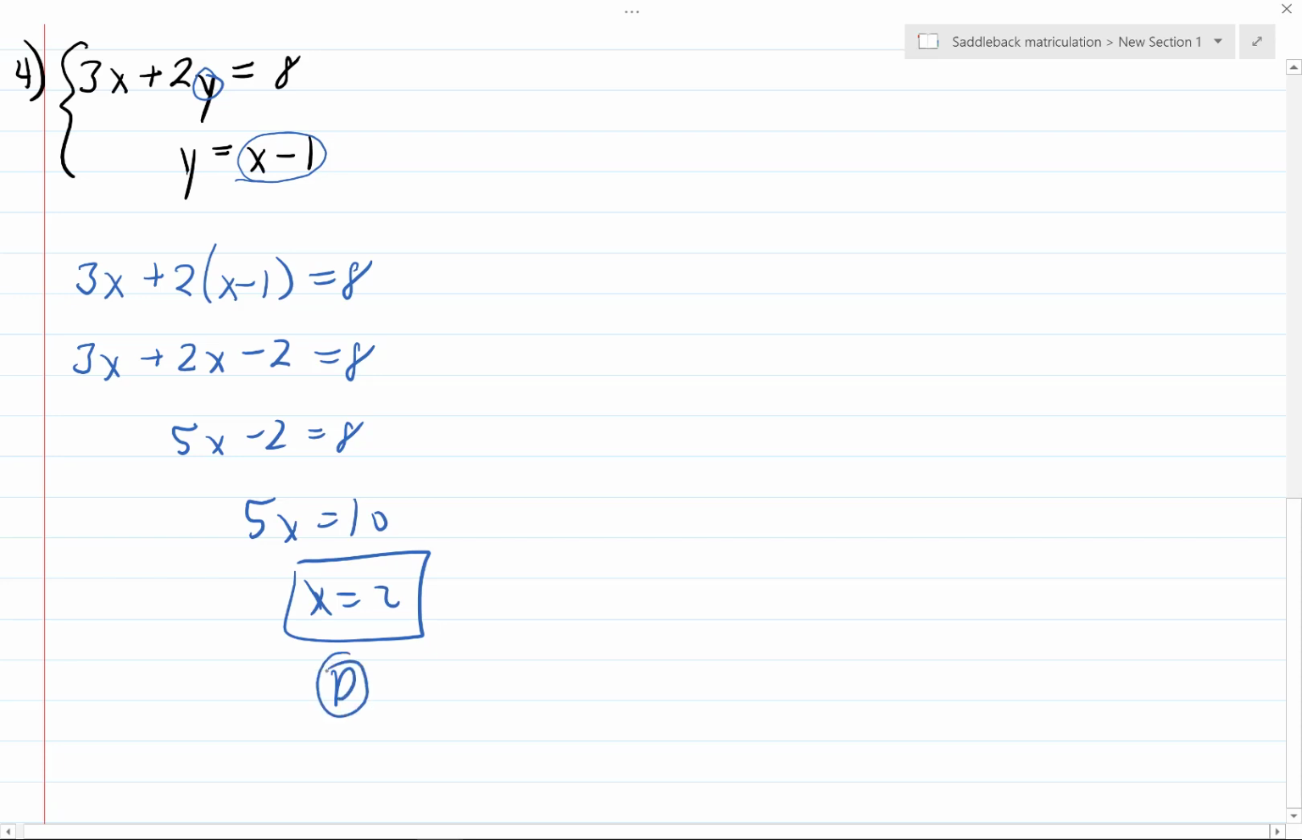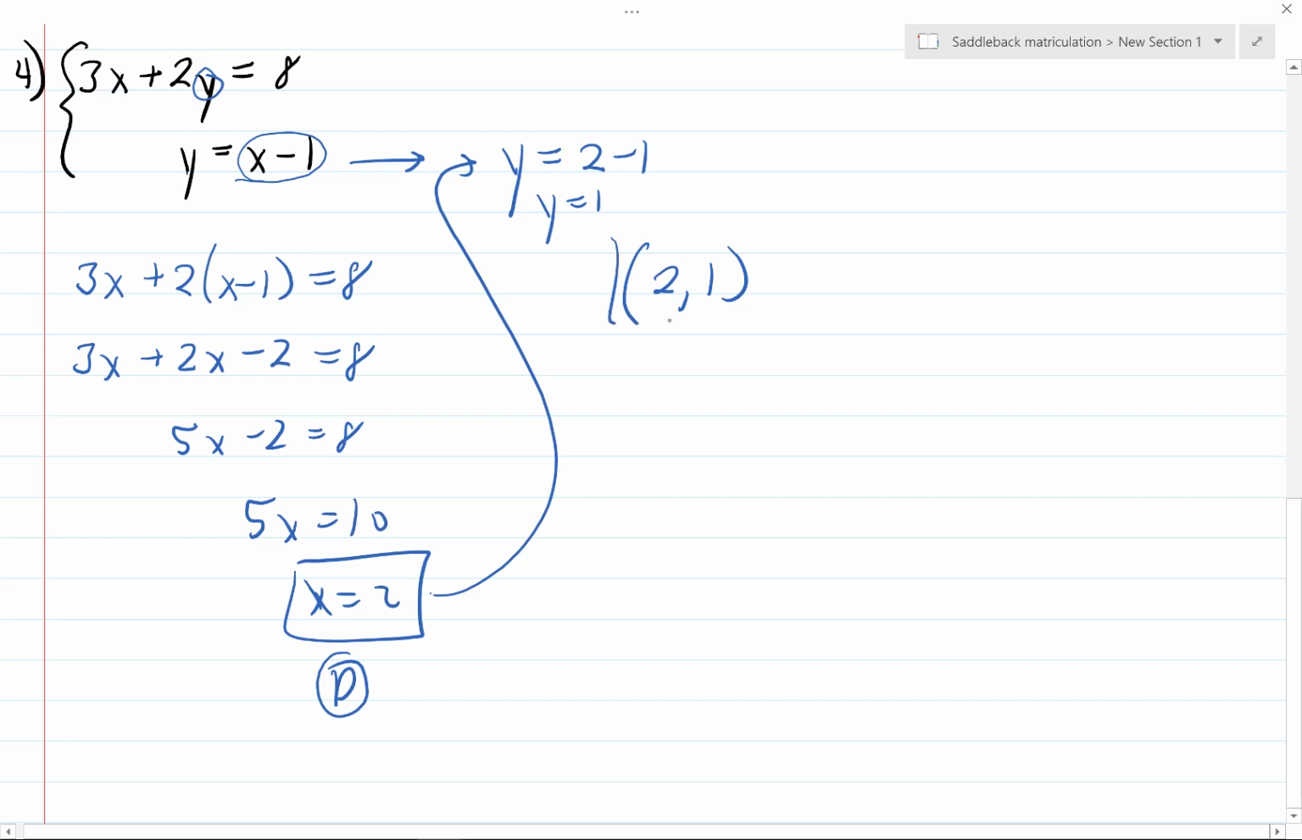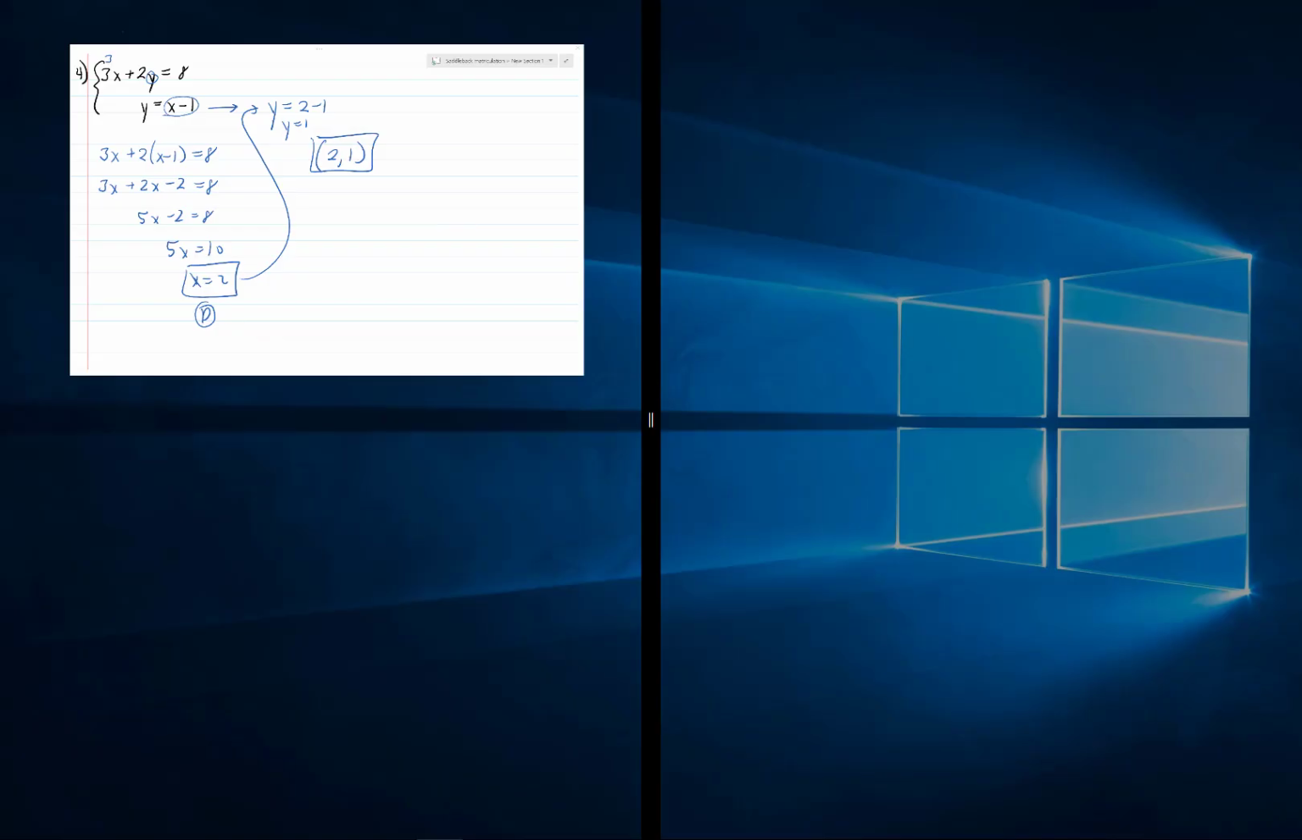We see our answer there is D, but they could have easily asked for what the y is as well. So just for fun, we'll say that y would be x, which we figured out was 2, minus 1, so y would be 1. So if you wanted a full ordered pair, the x was 2 and the y was 1. And you could check it in both equations, see if it works. So if I did 3 times, oh no.